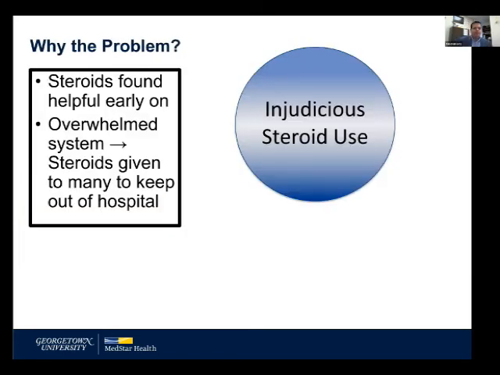Why did we have this problem? Well, unfortunately, when you start piecing this down and teasing it out, it's probably multifactorial. Steroids were used injudiciously, notably as we started to become overwhelmed with the virus. Early on, steroids were found to be helpful, but especially in India, when hospitals didn't have room for anyone, steroids were literally being given out just to try to keep people out of the hospital. This predisposed to immunosuppression and really was a setup for invasive fungal disease.